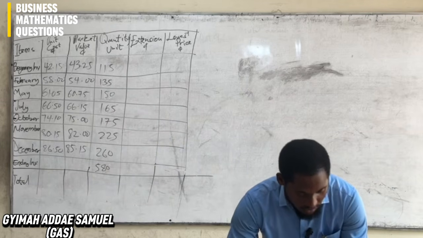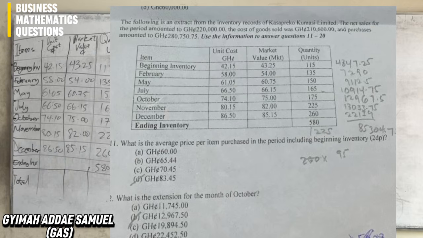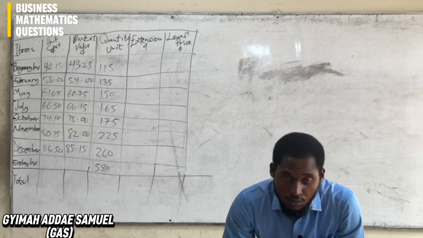Now the question says the following is an extract from the inventory records of Casaprep Kumasi Limited. The net sales for the period amounted to 220,000 Ghana cedis. The cost of goods sold was 210,600 Ghana cedis, and purchases amounted to 280,750.75 Ghana cedis. Use the information to answer questions 11 to 20.